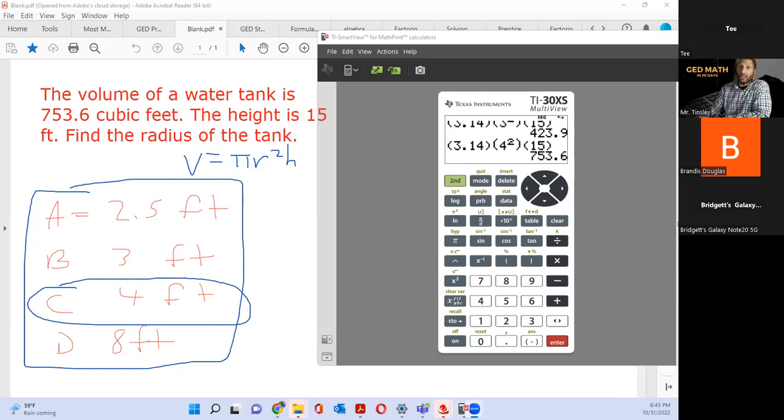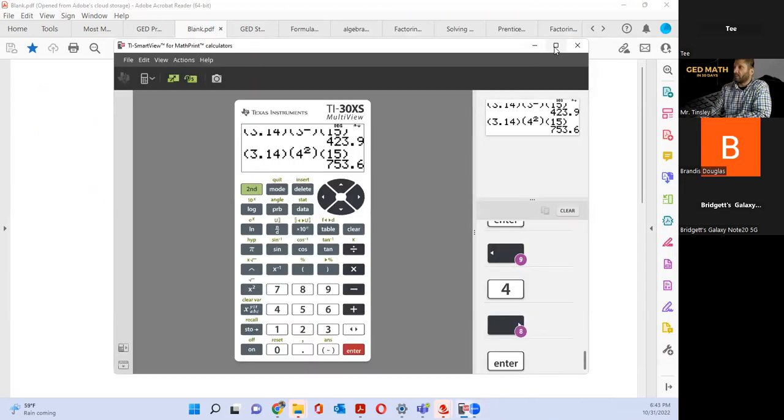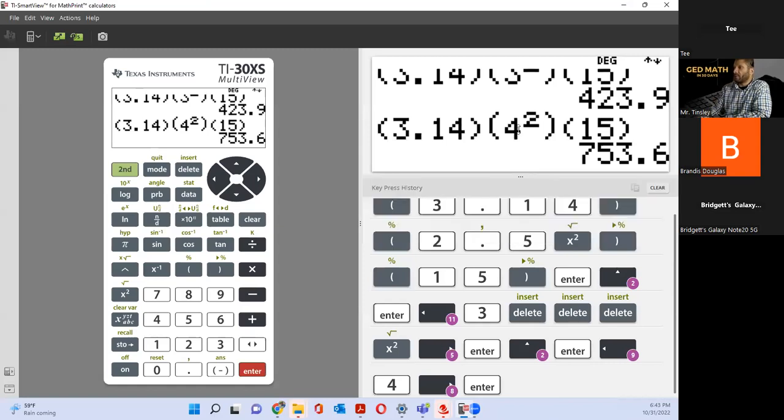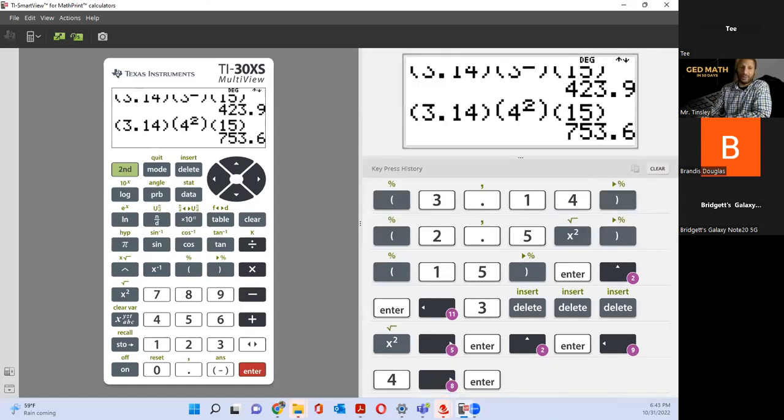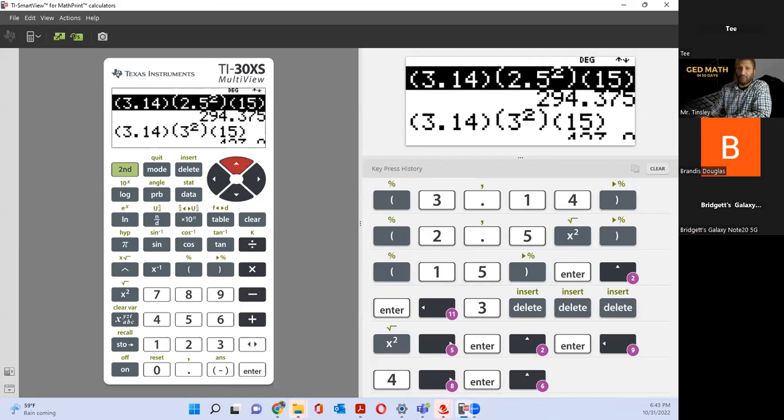So let me maximize the calculator so you can see it. Oh, I'm not gonna be able to. Oh, that's a whole lot. Let me take a screenshot here. I'm not gonna be able to fit it all in. And then let me scroll up a little bit so you can see it. There we go. And I'll screenshot that.